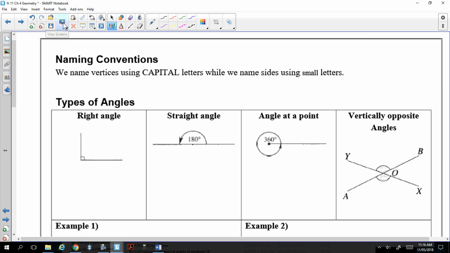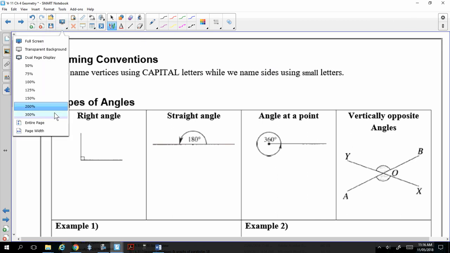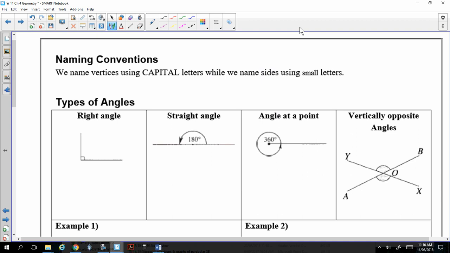Today we're going to learn about geometry. First we start off with naming conventions. We're going to name with small letters. Why is it small? Okay, very small. Small letters for sides, and then capital letters for vertices.